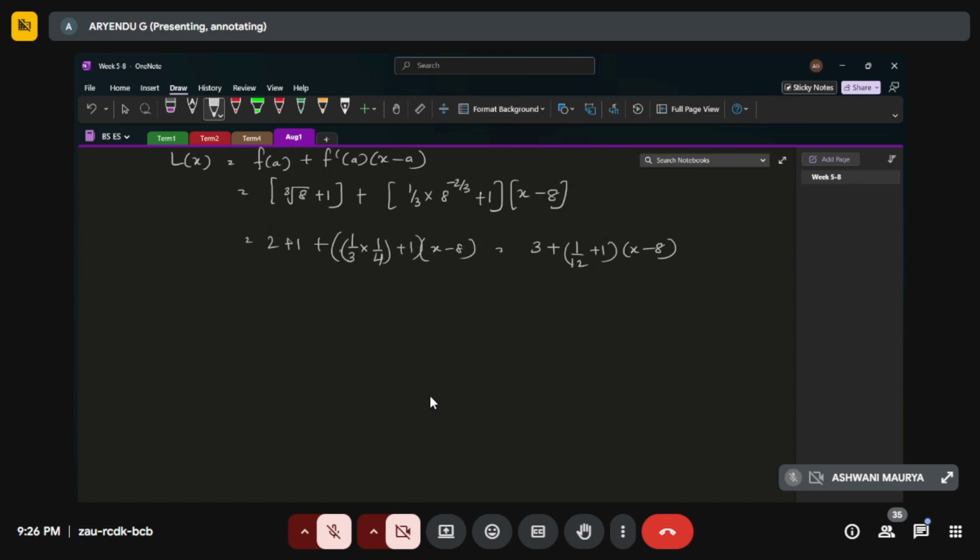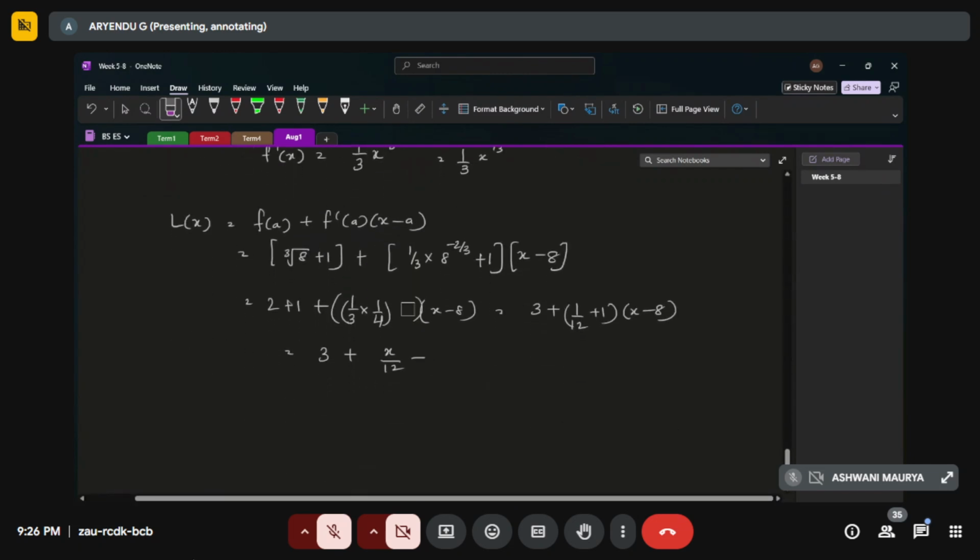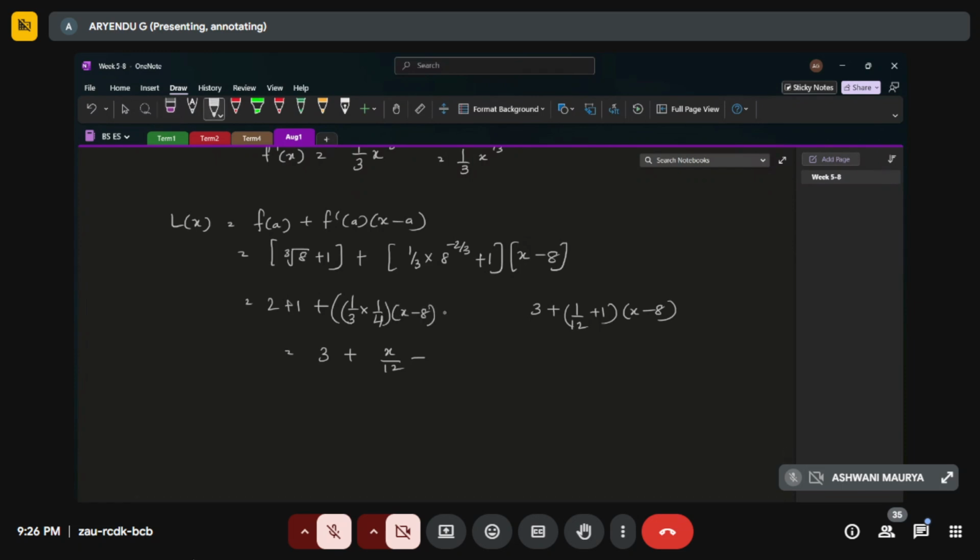But for quizzes, we have to take it to the form which is given in the options. So for this one, we had to take it to this form. We have to expand upon this. We have to put it as 3 plus 1 by 12 into x by 12 minus, sorry, 1 by 12 plus 1. Okay, sorry. This plus 1 will not be there. We are taking the derivative here. This plus 1 will become 0. So this plus 1 is not there. I'm so sorry. This into x minus 8.